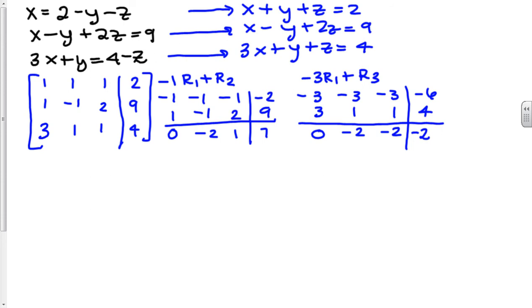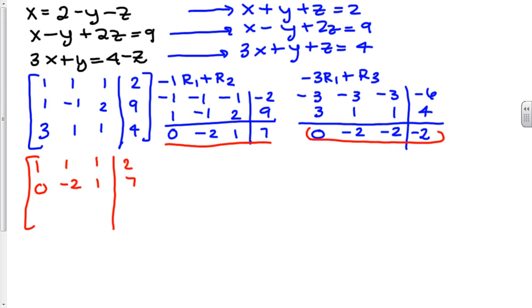So our new matrix, my first row, we did not manipulate it. So it is going to stay the same for now. My second row is 0, negative 2, right here. 1, 7. My third row, right here. 0, negative 2, negative 2, negative 2.